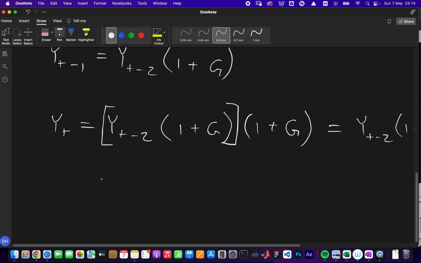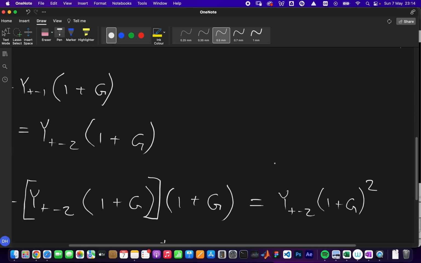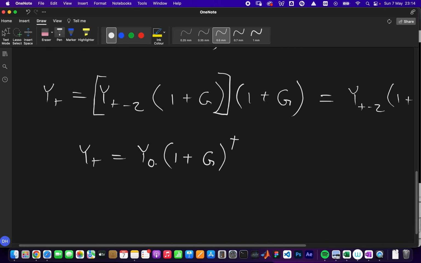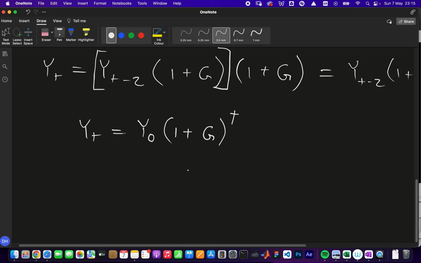And so we can generalize this by saying yt equals y0, that's our base here, times 1 plus g to the exponent t. So that is just a general version of this formula. We just generalized it, so for any number of time periods, you can just plug in the numbers. So that's our constant annual growth rate formula.